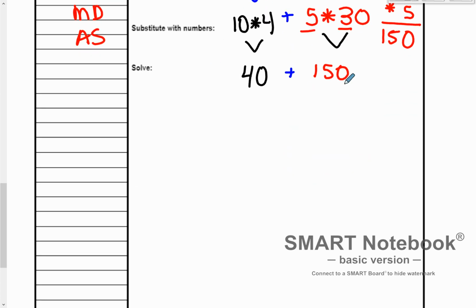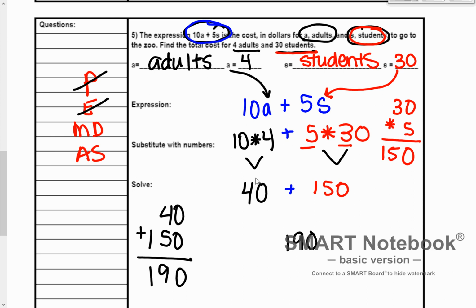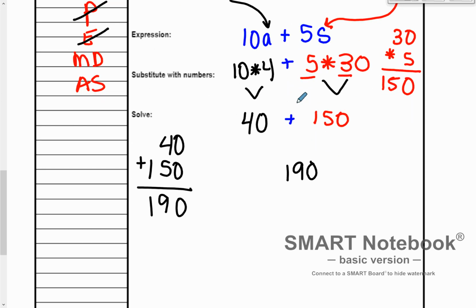Last but not least, we have to add these two together. Again, if this is not mental math, that is totally fine. Stack them. We've got 40 plus 150. Make sure we're lining up those place values. 0 plus 0, 0. 4 plus 5, 9. 1 plus 0, 1. The answer would be 190. We look back up to the problem to see what it asks. Find the total cost for 4 adults and 30 students, so that it would be $190.